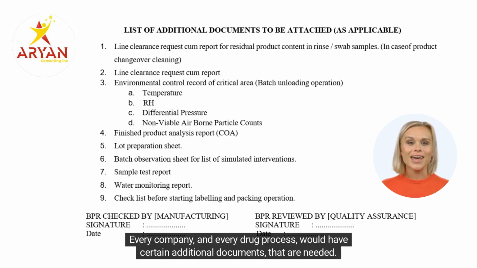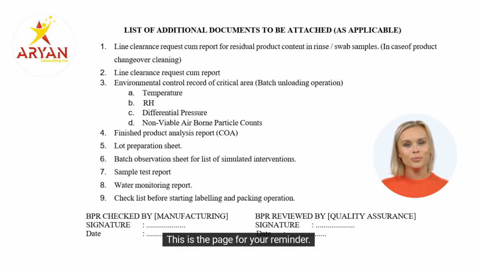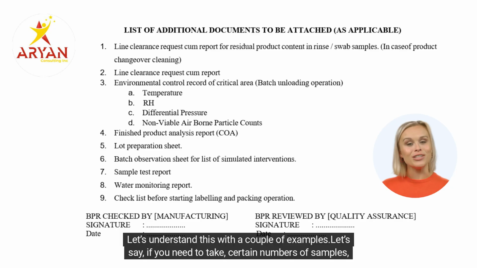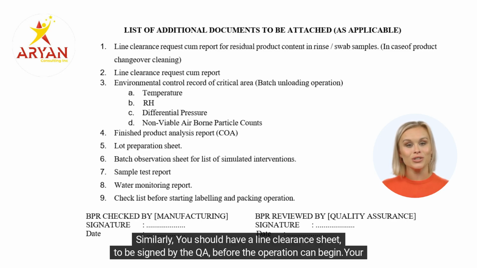Every company and every drug process would have certain additional documents that are needed. This is the page for your reminder. Let's understand this with a couple of examples. Let's say, if you need to take certain numbers of samples, you should have a sample submission sheet. Similarly, you should have a line clearance sheet to be signed by the QA before the operation can begin.